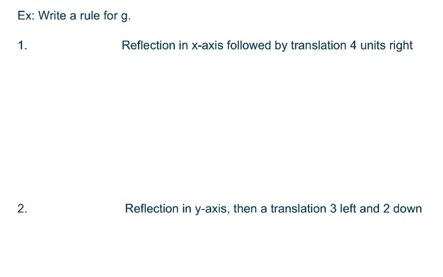Directions say write a rule for g. So with this program that I'm using, I can't really type any equations. So I got to write the equation here for f of x. So f of x is equal to 2 to the x. And to get to g of x, we need to follow these steps. A reflection in the x-axis, followed by a translation 4 units right. Okay, so we're going to start with f of x equals 2 to the x.